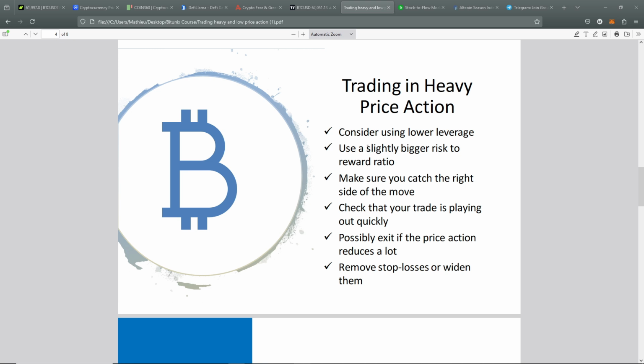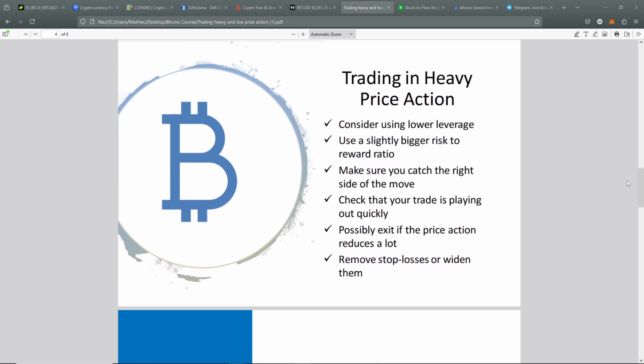You should also typically use a slightly bigger risk to reward ratio because you can a lot of the time manage to get some bigger gains from these bigger price moves, okay? But lower leverage is often necessary. You need to make sure that you catch the right side of the move. Due to the bigger volatility, you don't want to be caught on the wrong side of the trade, okay?